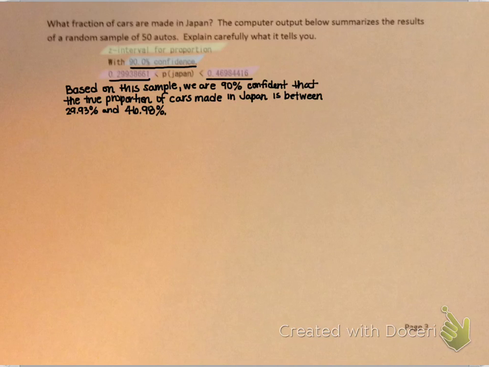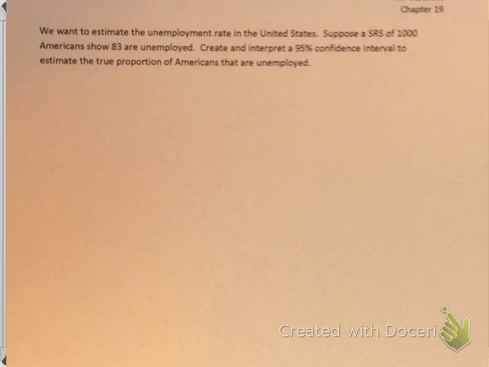So here I've got my explanation. They are 90% confident, so 90% confident that the true proportion of cars made in Japan, so that's my context, is between, and there's my lower bound and my upper bound of the percents that they told me. Okay, so here we go.